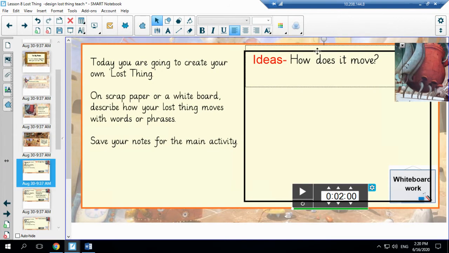So the first question we are going to consider is, how does your lost thing move? Now remember, this is entirely made up and these are your own ideas. So on scrap paper or whiteboard, describe how your lost thing moves with words or phrases, and save your notes for the main activity later on in the lesson. Now, have a go at doing this independently, and when you're ready, press play and I will model some words and phrases as well.